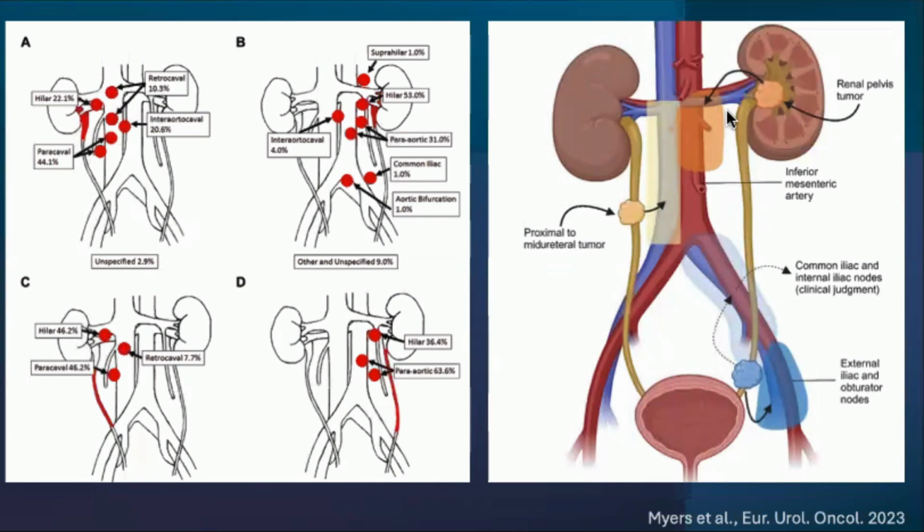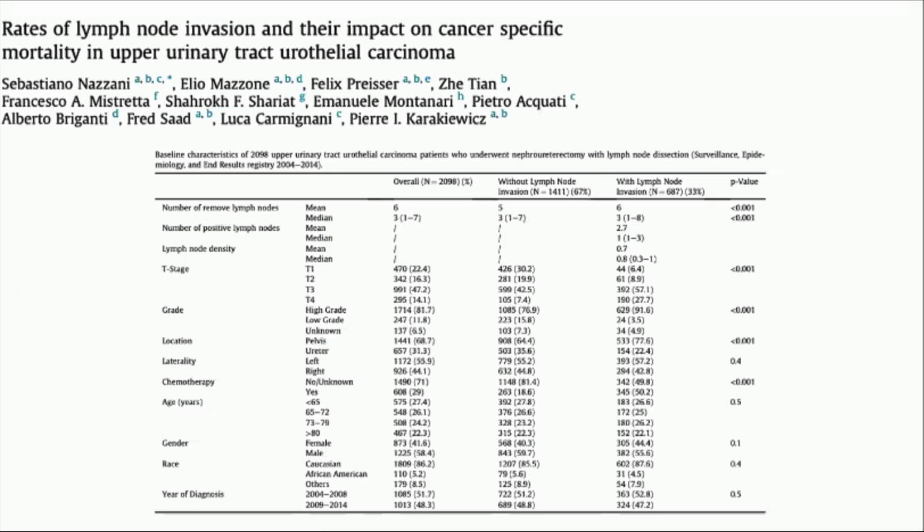So here and here for right and left-sided template-based lymph node dissections. And for distal ureteric tumors, dissection of the external iliac and obturator node packets at a minimum should be carried out right here, as well. Common iliac and internal iliac nodes should be done based on clinical judgment.